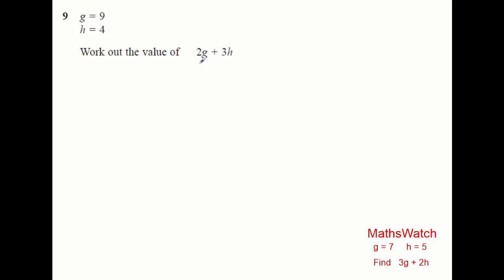Well, 2g means 2 multiplied by the value of g. We're told that g is equal to 9, so that part is worth 2 times 9. 3h, very similarly, means 3 multiplied by the value of h, which is 4. And then these two numbers are going to be added together. So 2 times 9 is 18, 3 times 4 is 12, and when we add these numbers together, that whole thing is worth 30.